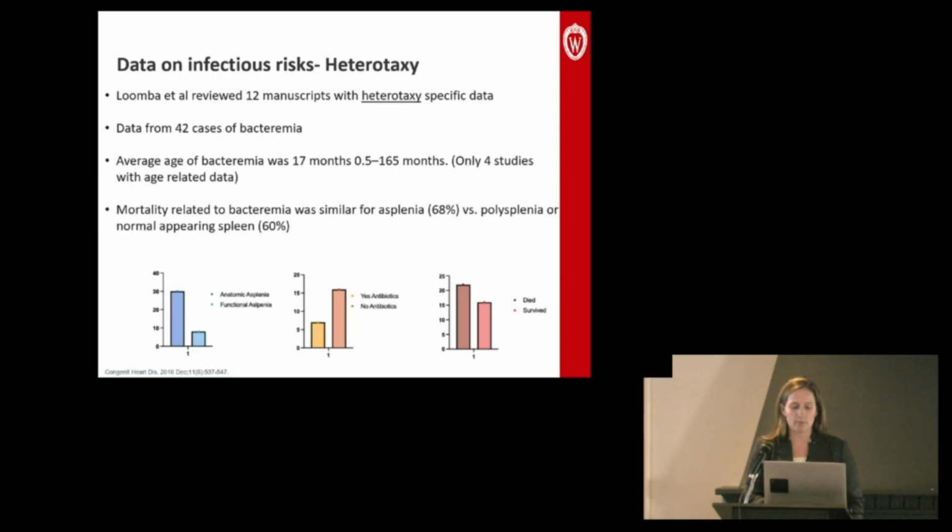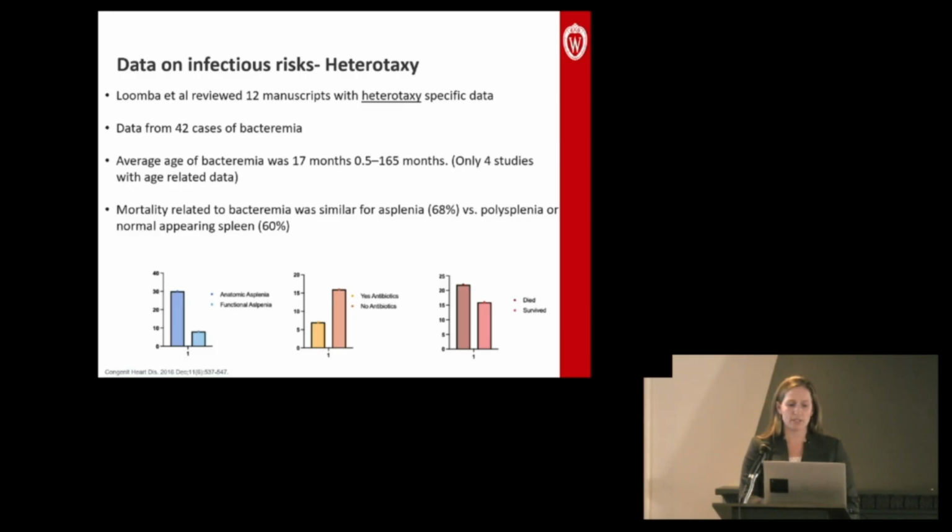Just a couple of points to point out here. This was a review done back in 2016. The thing that jumped out to me was that the age we know right now is 17 months on average, but these were pediatric studies. So in heterotaxy specifically, we just have a big lack of adult data, and there's a lot to work on there.